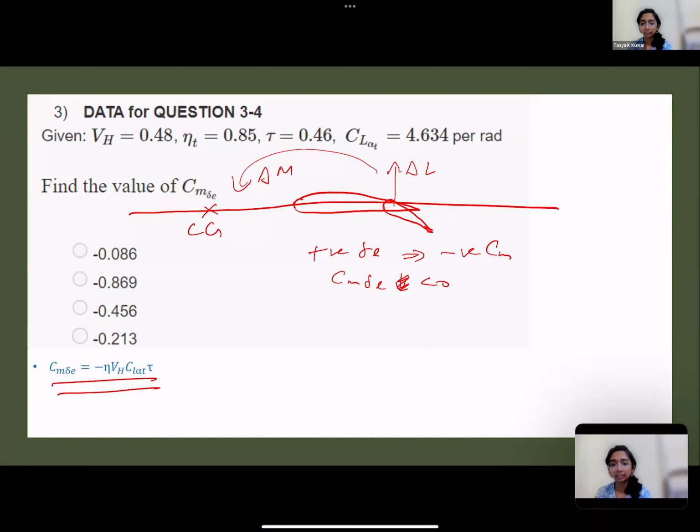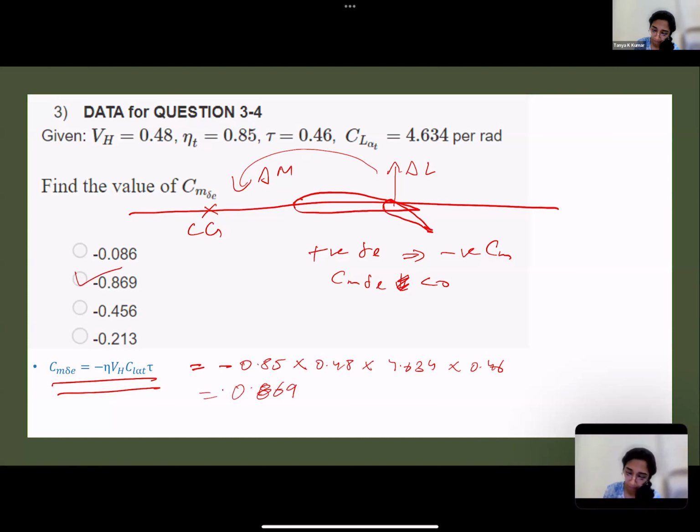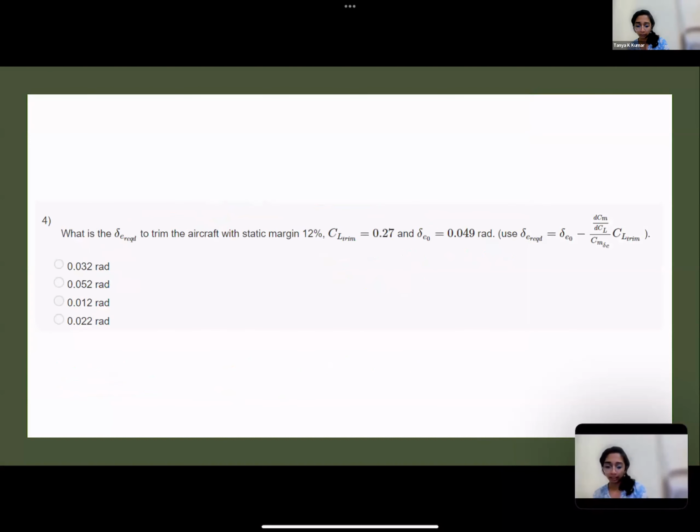What is the answer? All of these terms are given to you in the question. Just plug it in and tell me. Let's try to solve it. Minus beta is 0.85, BH is 0.48, C alpha is 4.634, and tau is 0.46. How much is it? 0.869. Okay, thank you. 0.869. Okay, next question.